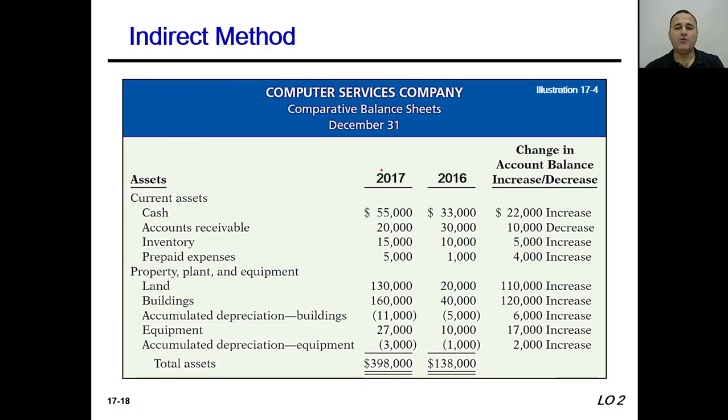Then we have balance sheets for 2017 and 2016. Suppose we are preparing in this situation the statement of cash flows for 2017. So we need the balance sheet for the current year, which is 2017, and then we need the balance sheet for the previous year. Our first task is to calculate the differences, and it's super easy. You plot all numbers for 2017 and all numbers for 2016, and then in the third column you just calculate the difference. So the difference of 22 is the difference 55,000 minus 33,000.